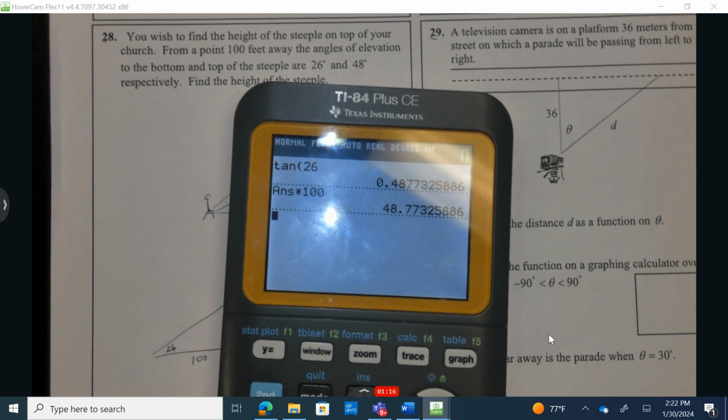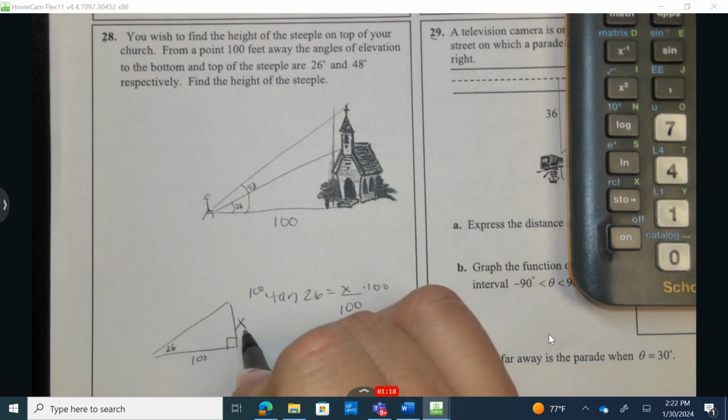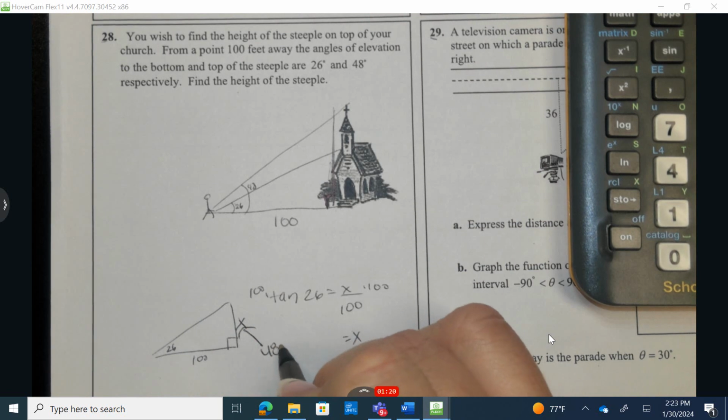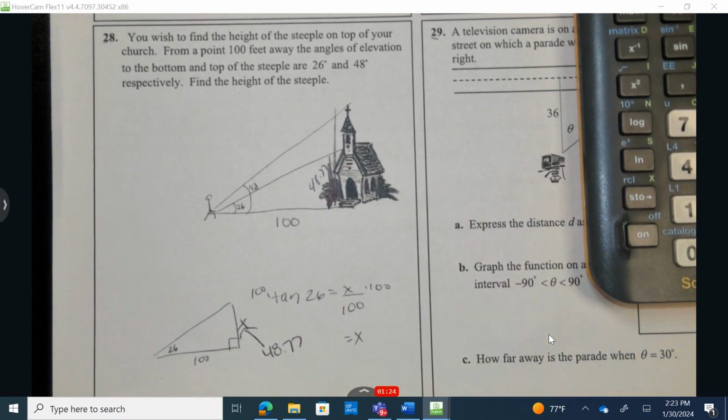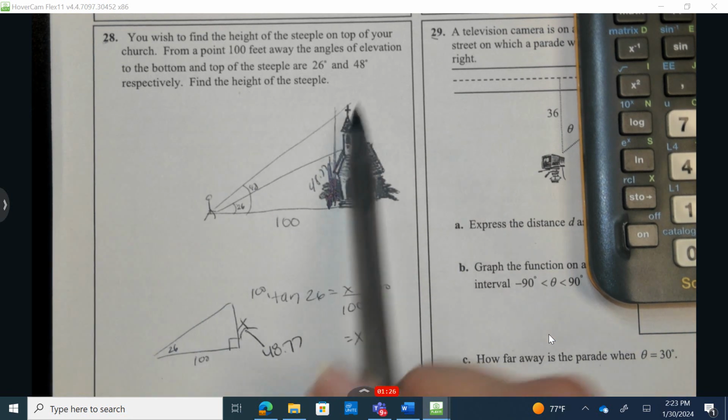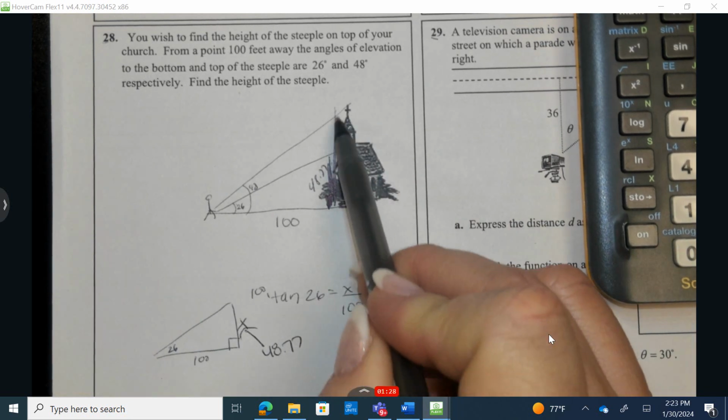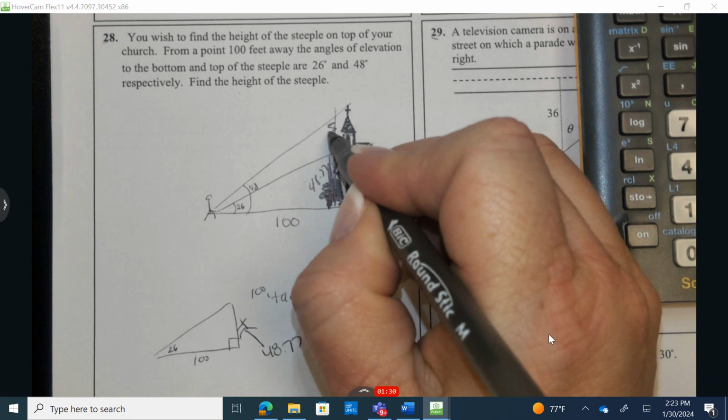So 48.77, that's this distance right here, 48.77. Ultimately, I want to know what's the height of the steeple, so I now want to know this distance from here to here. What is this distance?